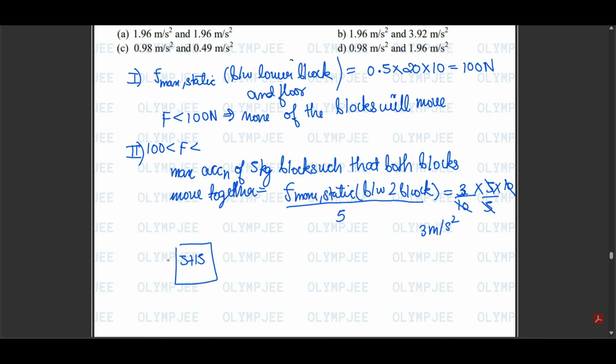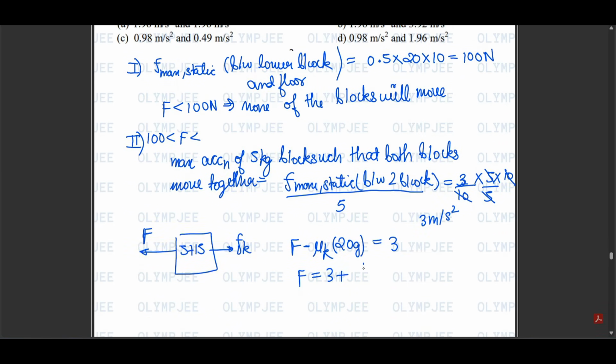15 kg, is a force in this direction plus kinetic friction in this direction. So F minus mu k 20g would be equal to 3 newtons. We are finding this force which we will put here, such that the maximum force below which both the blocks will be moving together. So this will give us 3 plus mu k is given as 4 by 10. So 20 multiplied by 10. So this is coming out at 83.